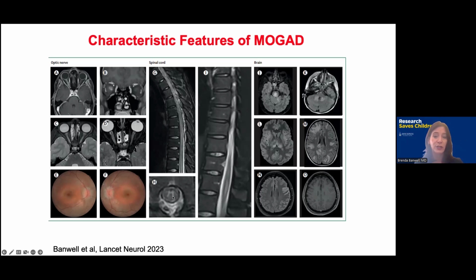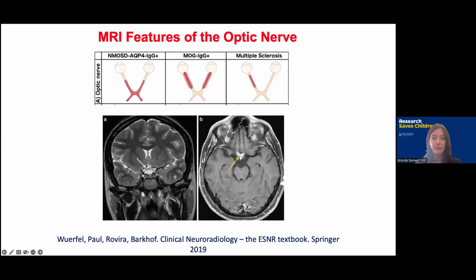Cerebral presentations are shown on the right part of the panel. And here you see that the lesions in MOGAD tend to be less well defined. In other words, they're hazier, larger than we would typically see in multiple sclerosis. And then in N and O, you can see this cortical cerebral presentation with lesions involving the cortex, sometimes with overlying meningeal enhancement. Next slide.